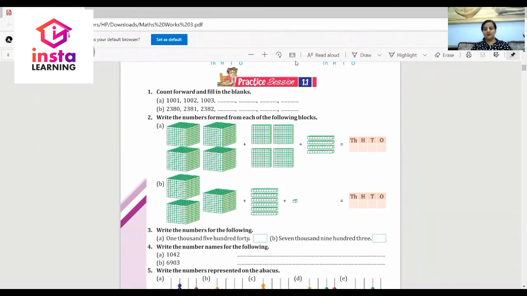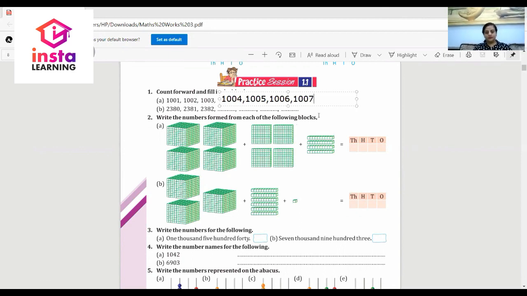Now students, we are going to do practice session 1.1. Count forward and fill in the blanks. Forward means aage, after. Like it is 1001, 1002, 1003 and 1004 will be the next number, comma, 1005 will be the next number, comma, 1006 will be the next number, comma, 1007 will be the last number. Okay, like this.